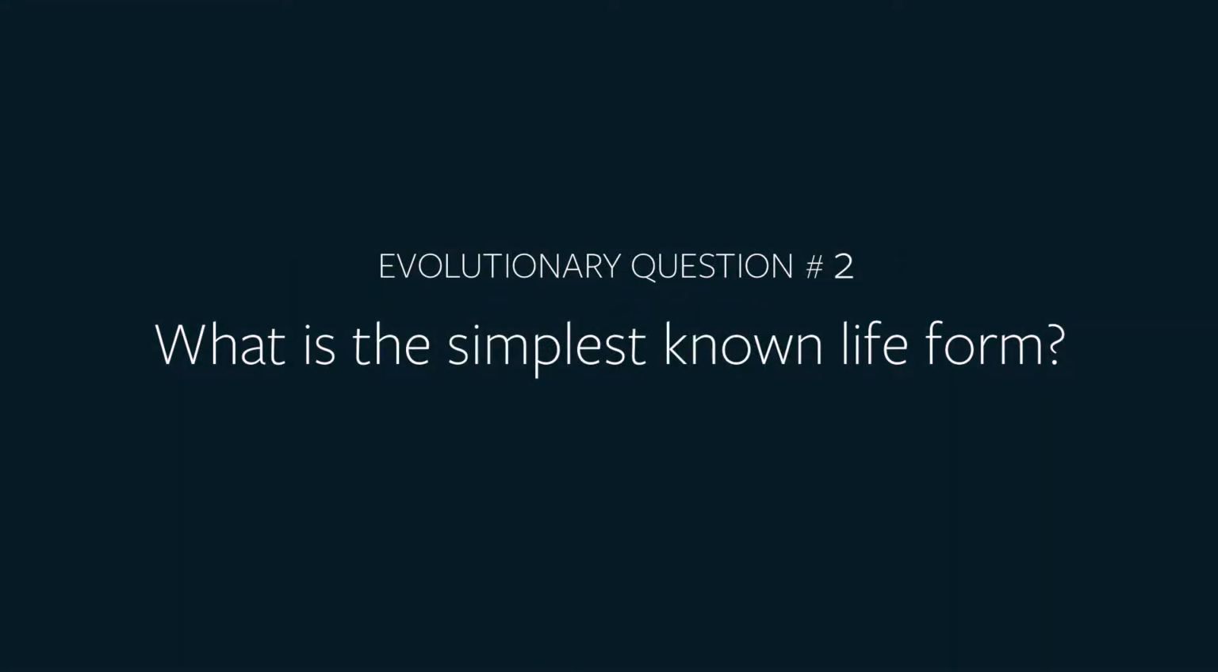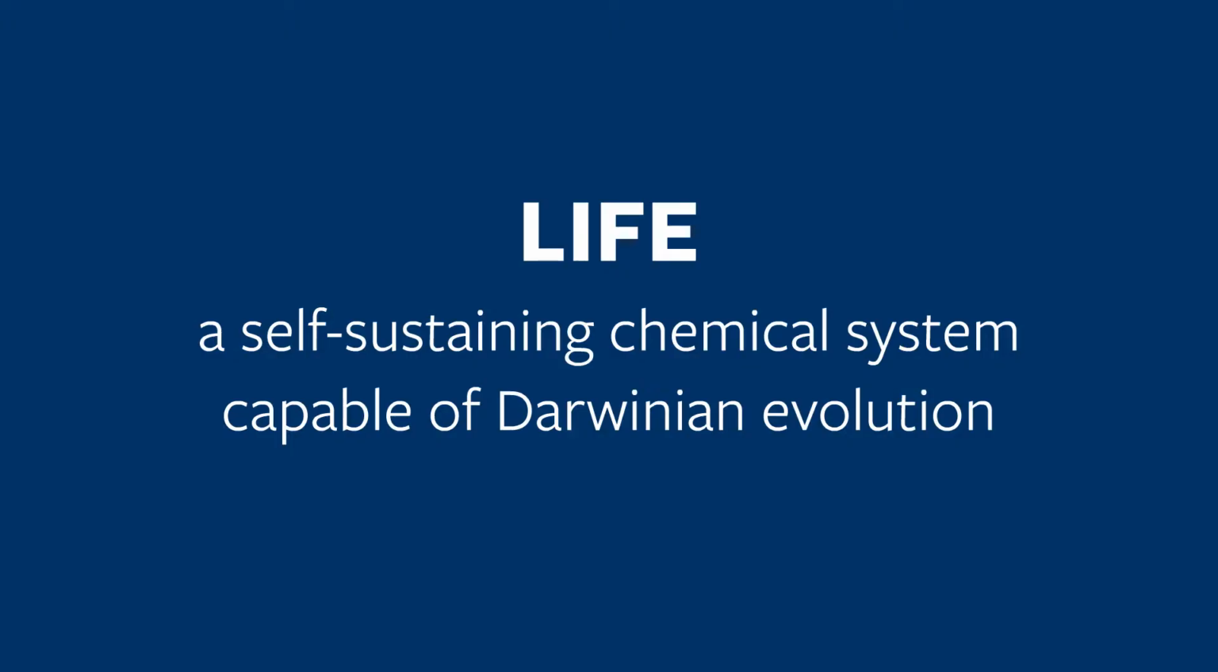Evolutionary question number 2. What is the simplest known life form? According to NASA's definition of life, which we talked about in the last video, life is a self-sustaining chemical system capable of Darwinian evolution. Within this definition of life, all sorts of simple creatures are considered living things. Things like viruses and plasmids. Remember, a plasmid is a loop of DNA that can infect a bacteria. And even under this definition, you could consider a single gene within your own genome to be a living thing.